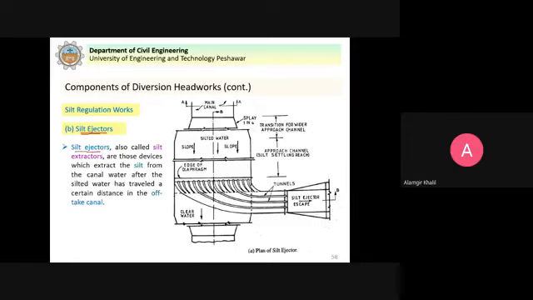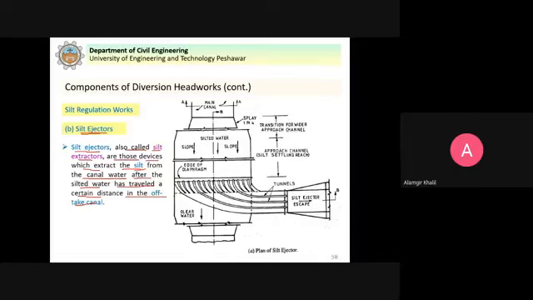Silt ejectors, also called silt extractors, are those devices which extract the silt from the canal water after the silted water has traveled a certain distance in the off-take canal. So you see, this is the difference. In the silt excluder, the silt is removed from the water before the water enters into the canal. And silt ejectors or silt extractors are those devices which extract the silt from the canal water after the silted water has traveled a certain distance in the off-take canal.